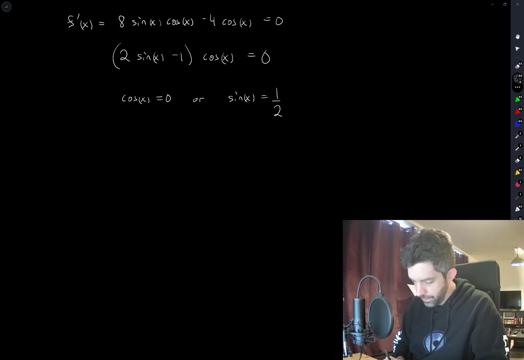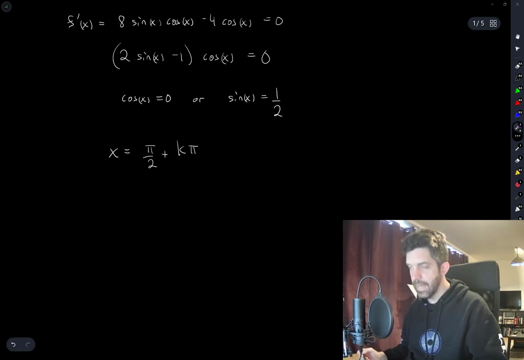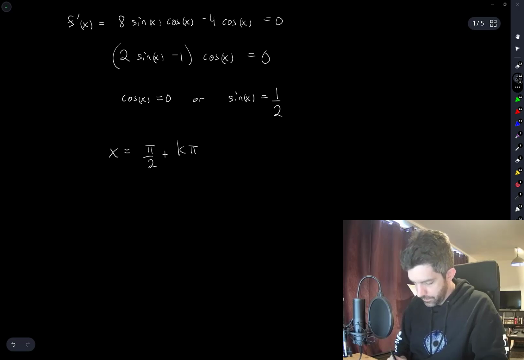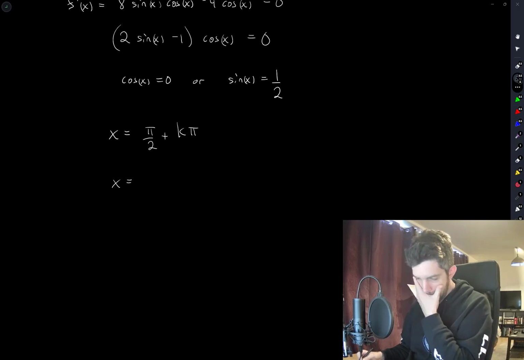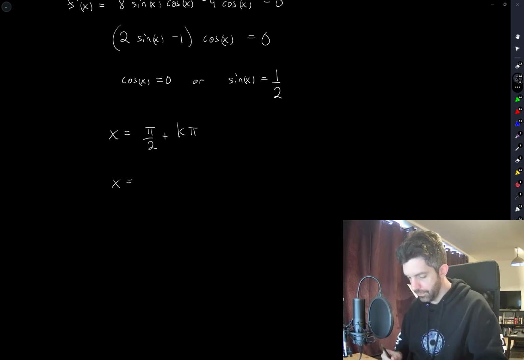Okay, so cosine x equals 0. This says that x is equal to pi over 2 plus some multiple of pi. K can be any integer, is that correct? I think so. And sine x equals 1/2 says that x is equal to pi over 3.